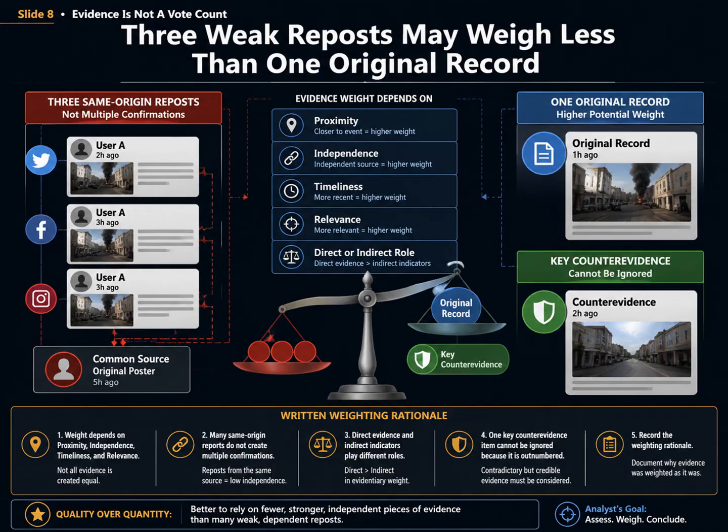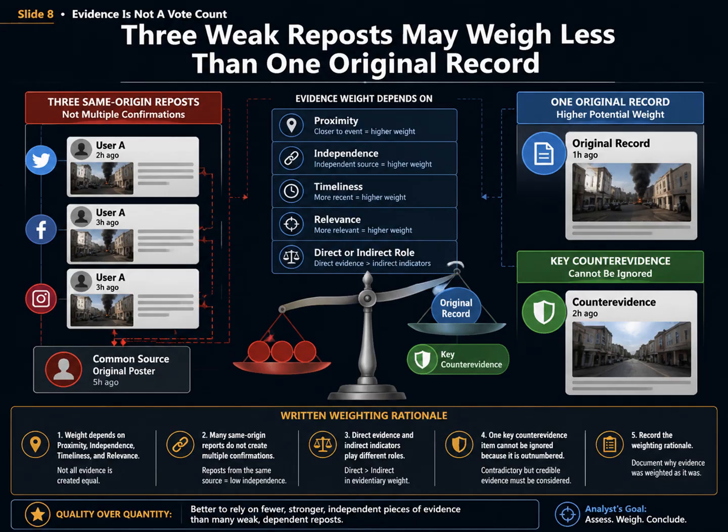Analysis is not a contest where the side with more links wins. One original, current, directly relevant record can outweigh 3 weak reposts. One counter-evidence item that directly contradicts the core hypothesis cannot be ignored because it is outnumbered.